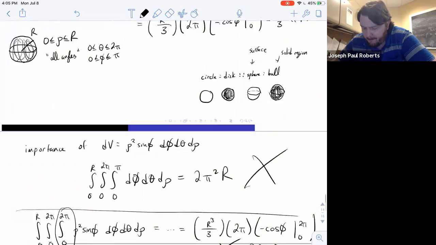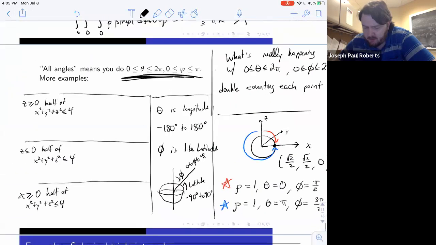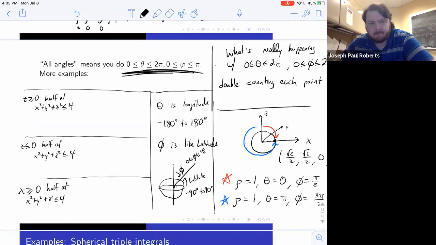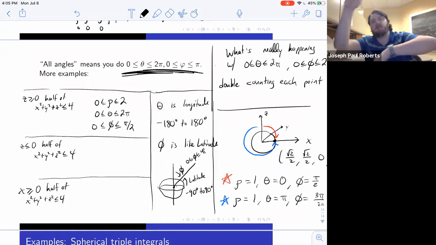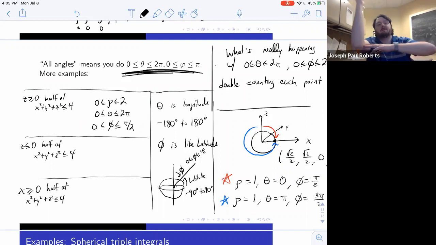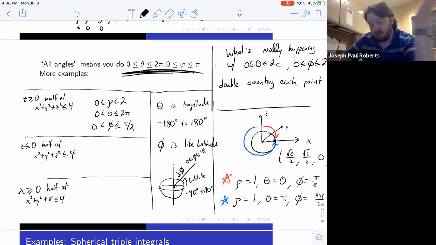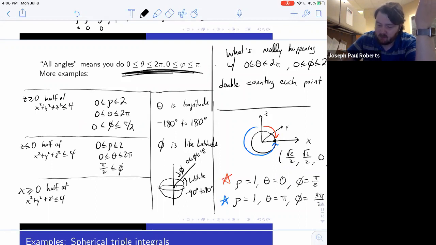And so to keep z positive for this ball, I'm going to need to restrict phi to be between 0 and pi over 2. So to get that half ball, right, because phi equals pi over 2 takes me down to the xy plane, phi going past pi over 2 is now where z is negative, below the xy plane. If I want to keep z negative, then I need to keep phi obtuse.